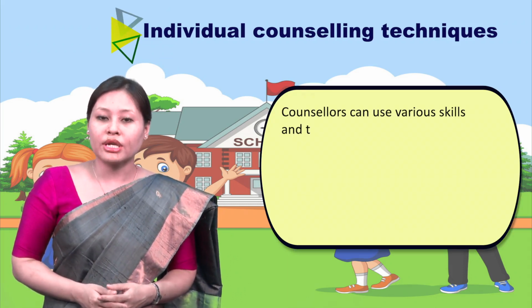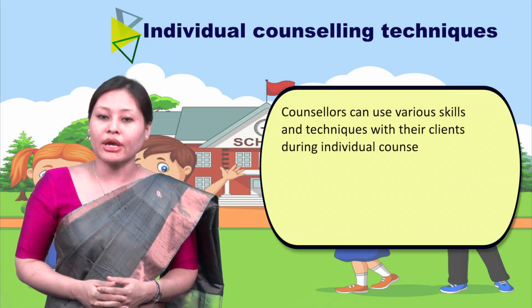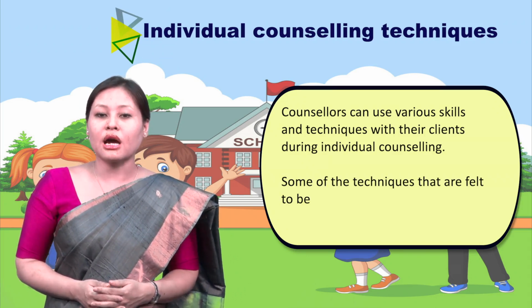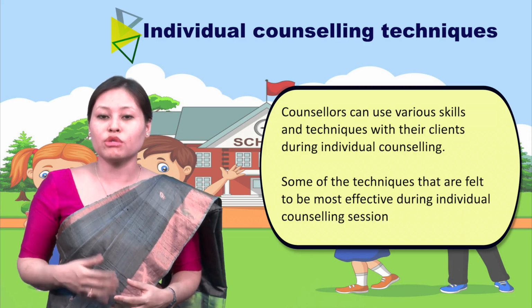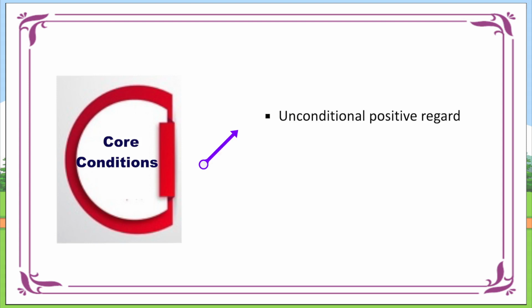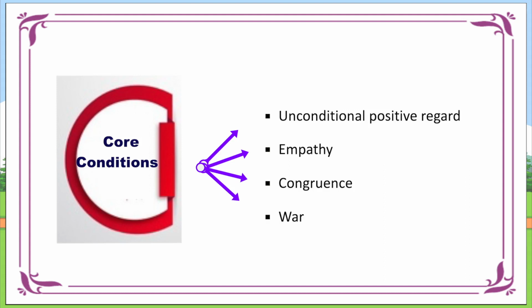Individual counseling techniques. Counselors can use various skills and techniques with their clients during individual counseling. Some of the techniques that are felt to be most effective during individual counseling sessions are, the first one, core conditions. Unconditional positive regard, empathy, congruence, and warmth are the techniques identified by Carl Rogers as the core conditions or essential traits that the counselor needs to integrate for effective counseling.